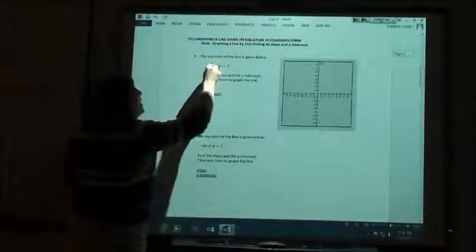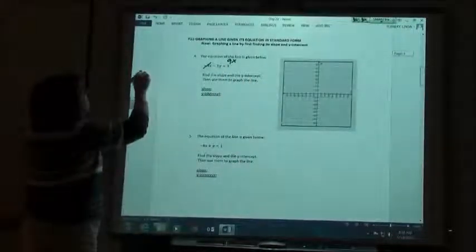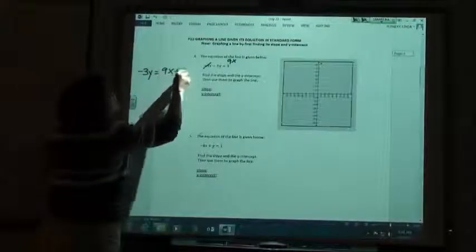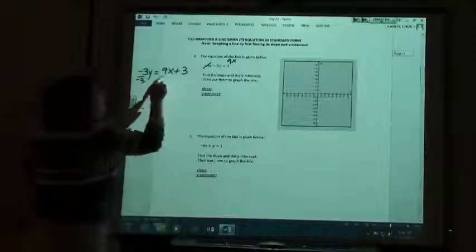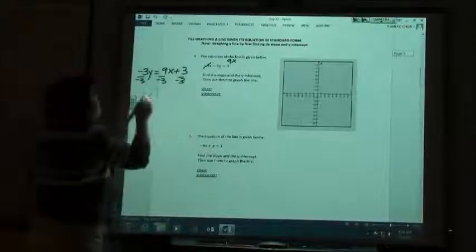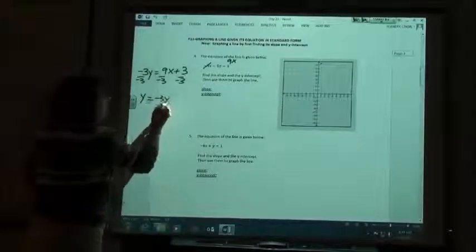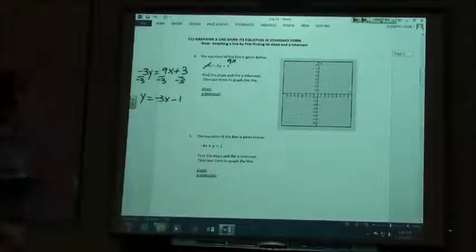I want to solve it for y, so I'm going to move my 9x to the other side, which means it's going to be positive 9x. So negative 3y would equal 9x plus 3, right? Then I still have to divide by my negative 3 that's in front of my y and simplify. So 9 divided by negative 3 would give me negative 3x. Positive 3 divided by negative 3 is a minus 1.